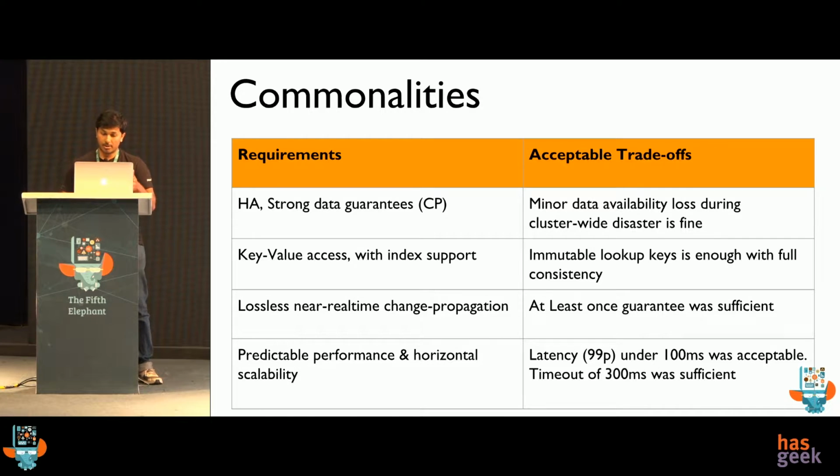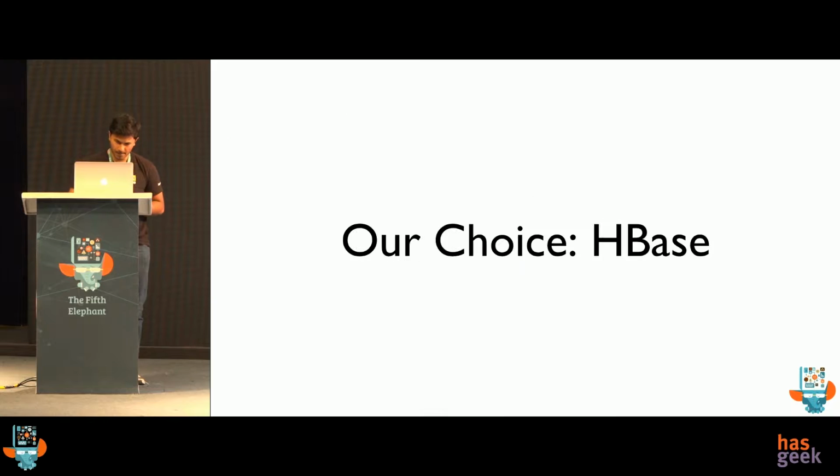We needed lossless near real-time change propagation. At-least-once guarantee is all that we needed, because exactly-once is another hard problem to work with. We needed predictable performance and horizontal scalability. As scale requirements kept changing year on year, we wanted to be able to horizontally scale our systems. Latency under 100 ms was acceptable. We weren't very stringent on the P99, for it to be under 10 or 50 milliseconds. So with these requirements and trade-offs which I just called out, to us HBase seemed like a logical fit.